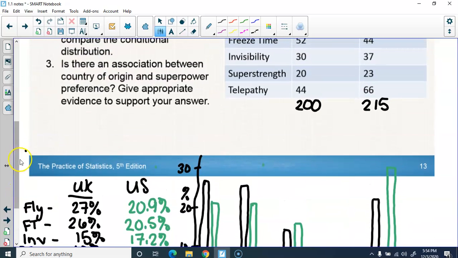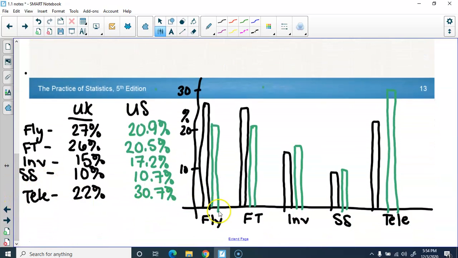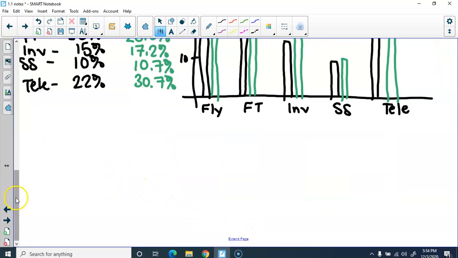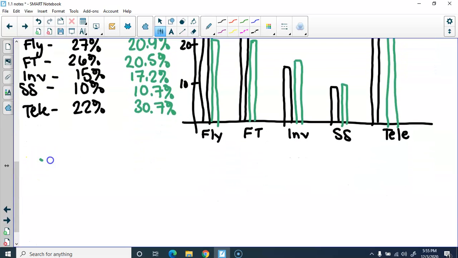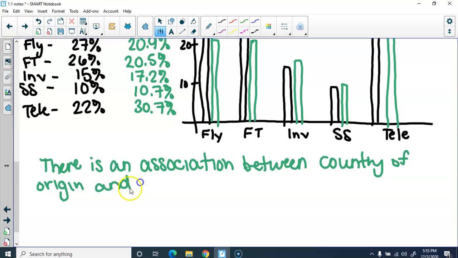Is there an association between country of origin and superpower preference? Give appropriate evidence to support your claim. Do we think there's a big difference between these bar graph heights? If the bars were the exact same height, we would say that there is no association. Because some of the bars are pretty different, I think we could say that there is. We can't prove that right now because we don't have inference, but we can say, I think there is an association between country of origin and superpower preference.